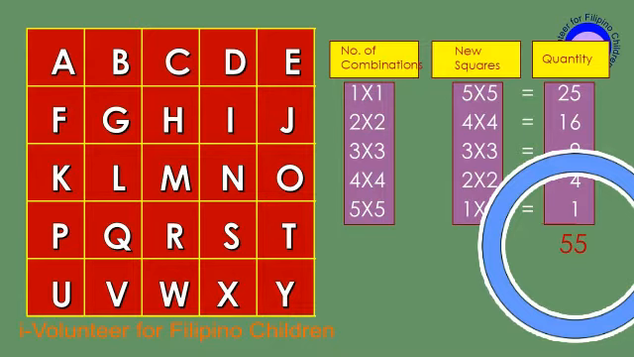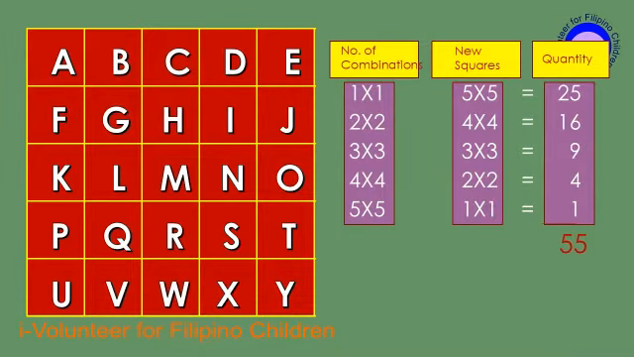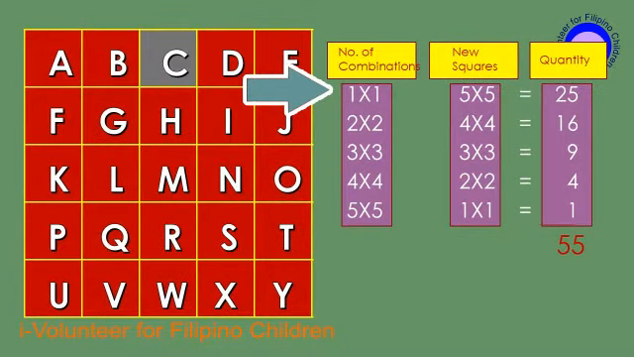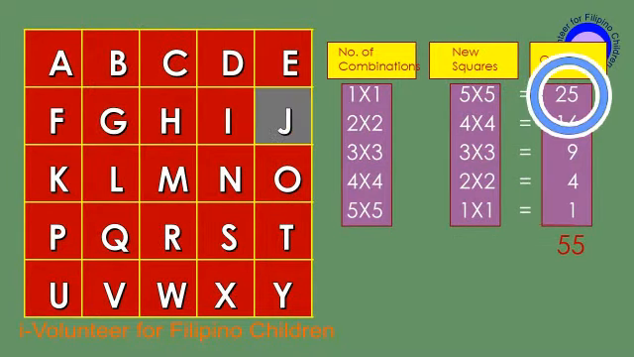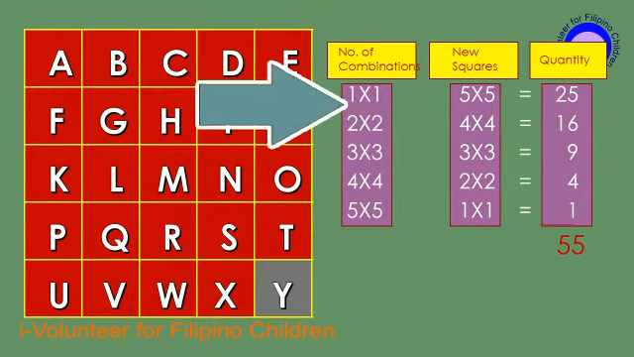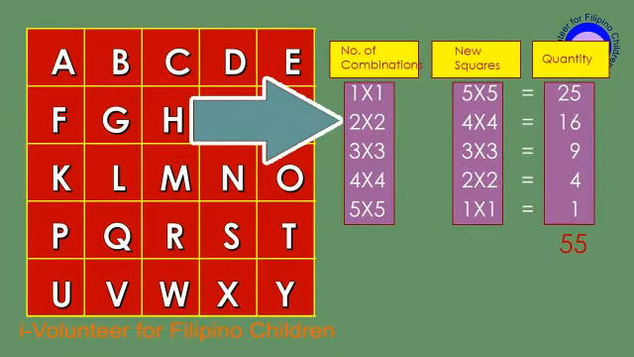Paano natin nakuha ang 55? Makinig mabuti. We will start counting individually. We will call it 1 by 1. There are 5 rows and 5 columns. Therefore, it is 25. The next group to count is 2 by 2. There will be 16 of these.